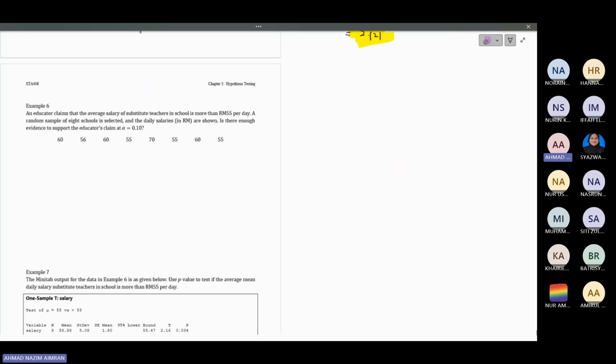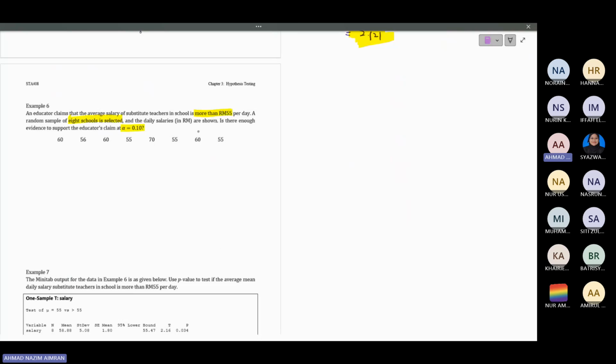An educator claims that the average salary of substitute teachers in school is more than RM 55 per day. A random sample of 8 schools is selected and the daily salaries in Ringgit Malaysia are shown. Is there enough evidence to support the educator's claim at alpha 0.1?